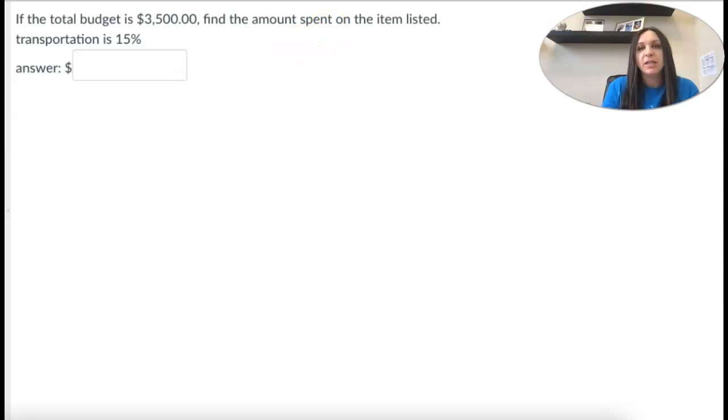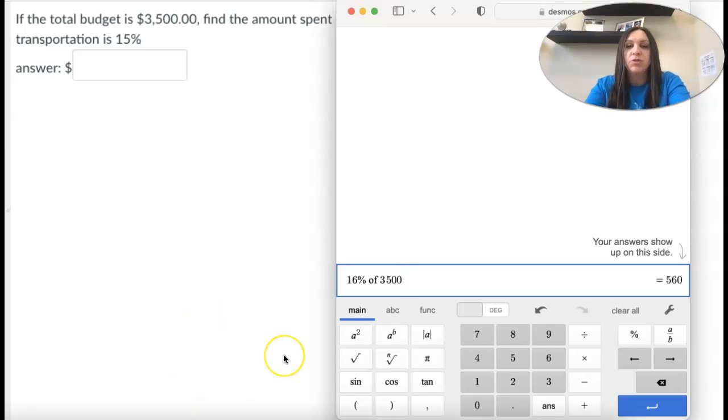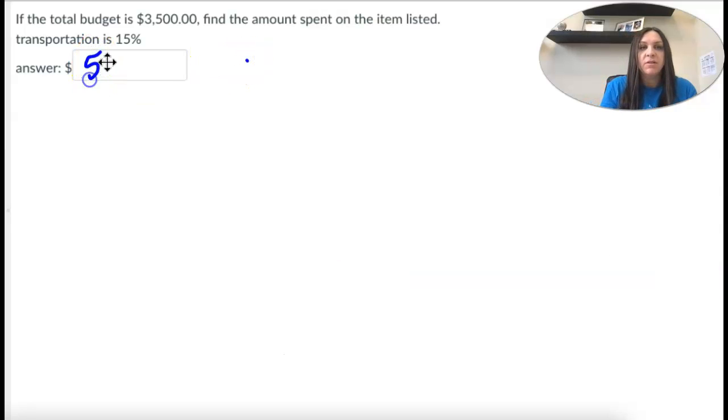So this one's kind of a continuation of that. Our budget's $3,500, but transportation is 15%. So 15% on transportation. 15% of 3,500 is $525.